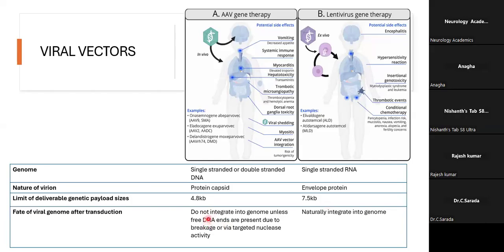And the fate of the viral genome after transduction: in case of adeno-associated virus, the DNA which we are administering does not integrate into the genome unless free DNA ends are present due to breakage or via targeted nuclease activity. Whereas in case of lentivirus gene therapy, the lentivirus resembles the HIV virus in its function. So the DNA which we are administering naturally integrates into the genome with the help of viral nucleases.